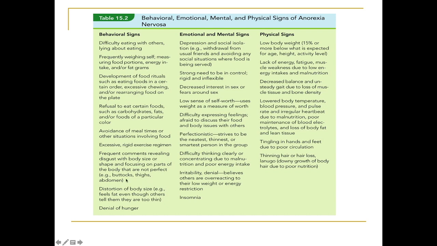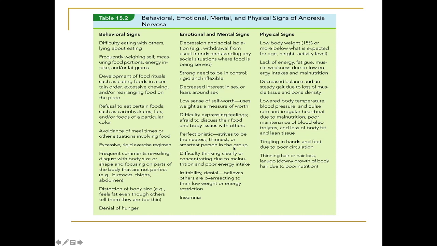distortion of body size, so somebody who thinks they're fat even when other people are trying to tell them they're too thin, and people who deny that they're hungry even when they are. There can be emotional and mental signs like depression and social isolation, needing to be in control or being inflexible, decreased sex drive or fear of sex, low self-worth, again, difficulty expressing feelings, which would lead them to be afraid to discuss their food and body issues with others, perfectionism.